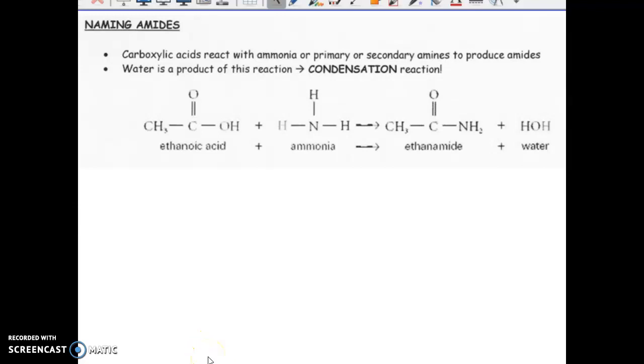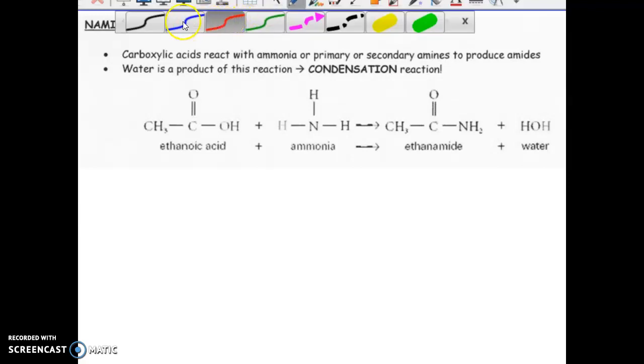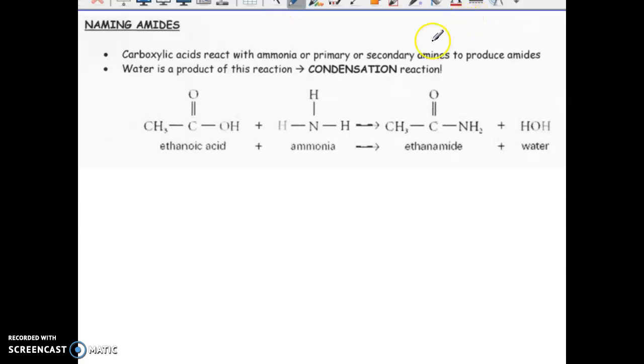Okay, so let's talk about naming amides. Naming amides is similar to naming an ester. In order to go over that, we'll talk about the reaction first. The reactions that amides do are pretty much identical to the reaction that happens when we create an ester. The only difference is instead of needing an alcohol, we have ammonia.